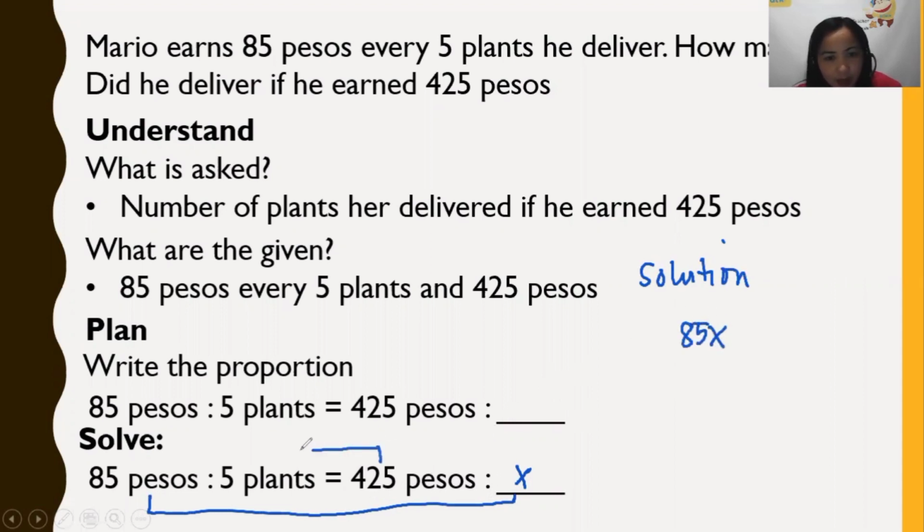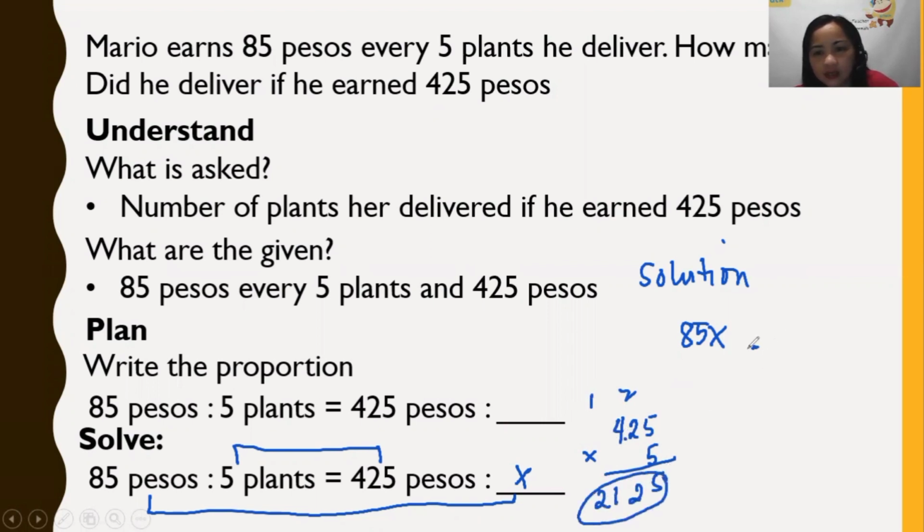Then let's multiply 425 times 5. What is 425 times 5? Solve muna natin. 425 times 5. We have 25. 10 plus 2 is 12. 21. So the answer is 2,125. Delete natin to.